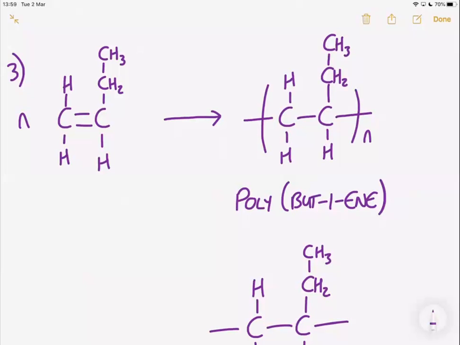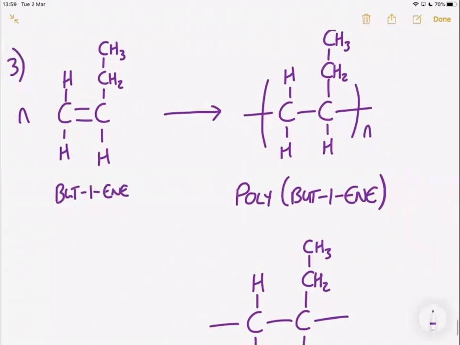But the important thing is that by doing that, as usual, I recognize that the double bond is where the reaction's taking place, and I make it easier for myself to draw the trailing bonds that then get the brackets put through them. This would be called polybutene, right? Because the isomer of butene that it is to begin with is butene. So monomer is butene, polymer is polybutene. And there's your repeating unit.